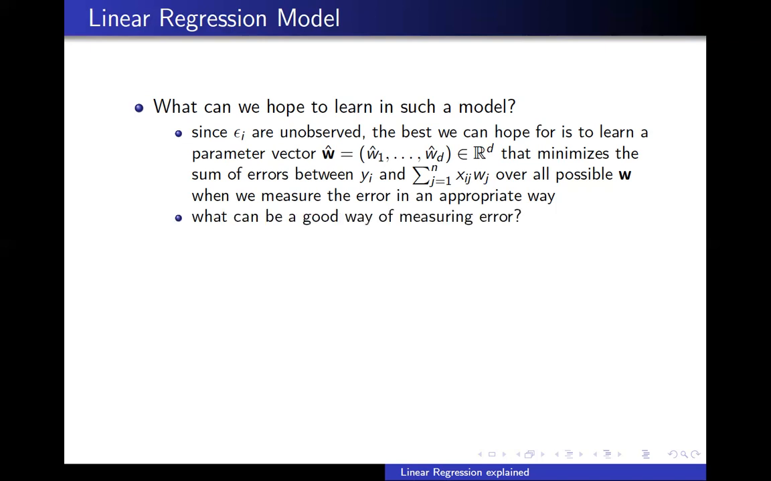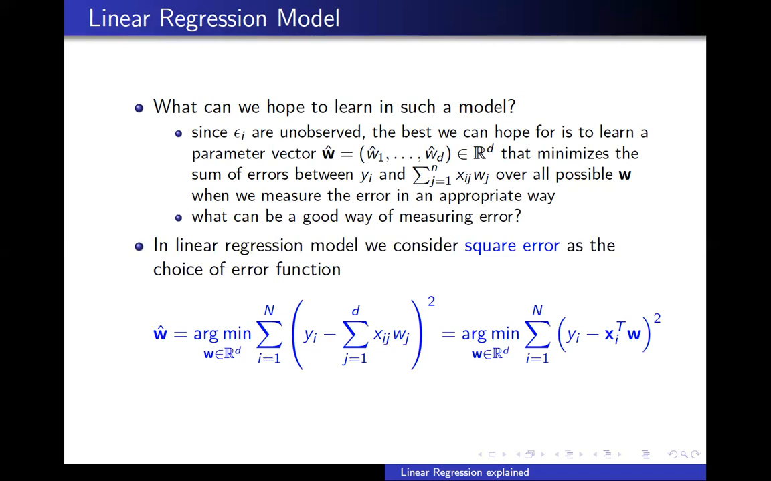So what can be a good way of measuring errors? Typically, we can use something called the squared error as a natural choice of error function. And later we'll see that this is not an arbitrary choice, but has some meaningful justification as well. All right, so let's first look at the ith data point.